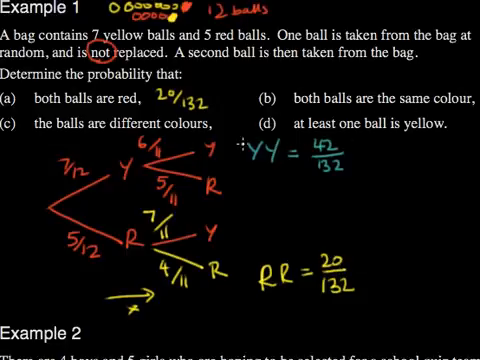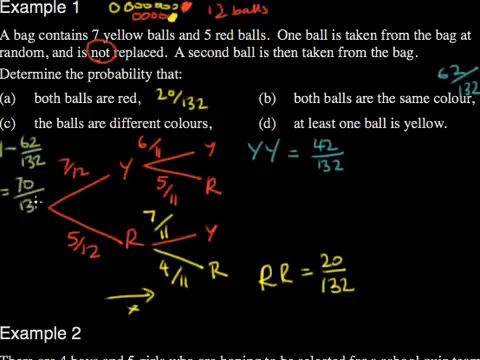So both of the same would be this one or this one. I'd get 62 out of 132, and that's part B. For part C, the probability that they are different colours will be every probability minus the one that I've just done in B. So the answer to part C is going to be 1 minus 62 out of 132, which is 70 out of 132. So that's the answer to C.